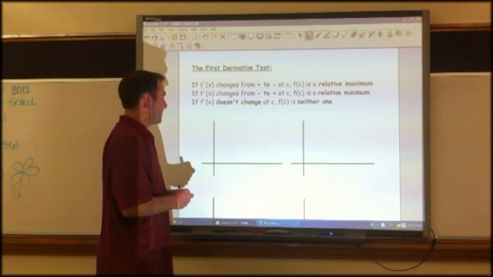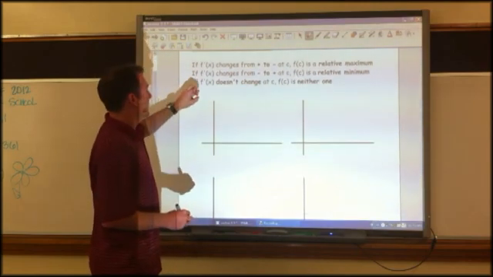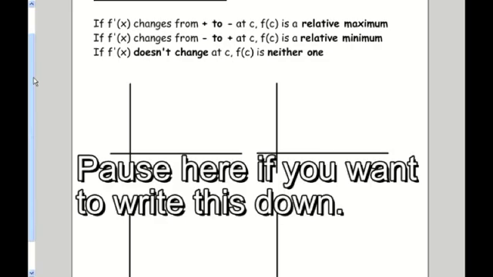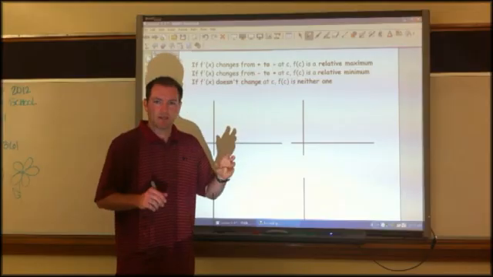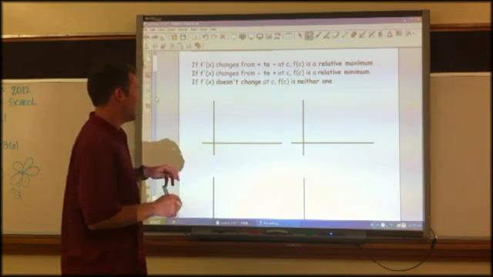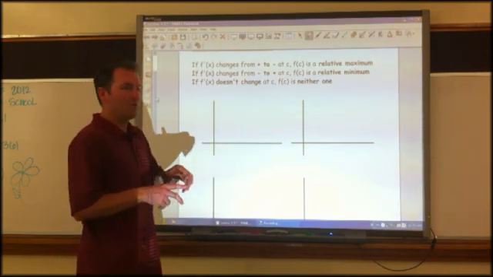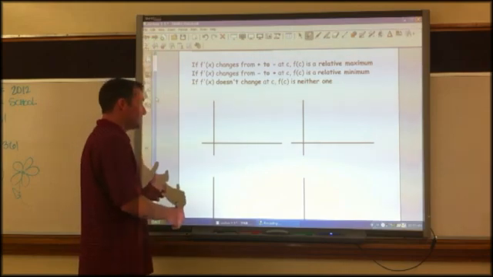So the idea here is pretty straightforward. You've got all this information. You can write it down, read it in a book, whatever. Essentially, we're just looking at the change in the derivative. Is it switching from positive to negative or negative to positive? And that's going to tell us whether our critical numbers correspond to a minimum value or maximum value.